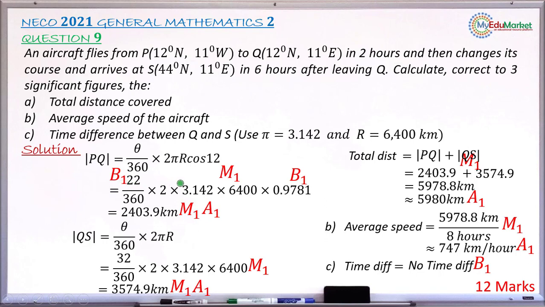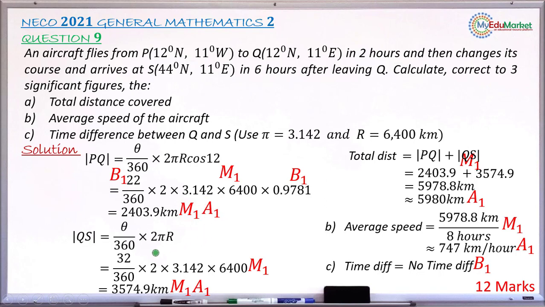Next mark is for substituting the value of theta, the pi, and the r, and the cos 12 in the formula in an attempt to find the distance PQ. You have this method 1 mark. And when you now have the value of cos 12 degrees from your calculator, you have this bonus 1 mark. Simplifying this up to the end, you have another method 1 mark. And when you now have the answer 2403.9 kilometers, you have this accuracy 1 mark.